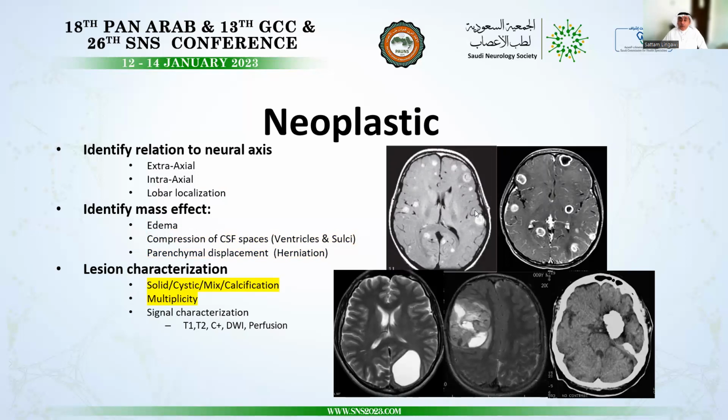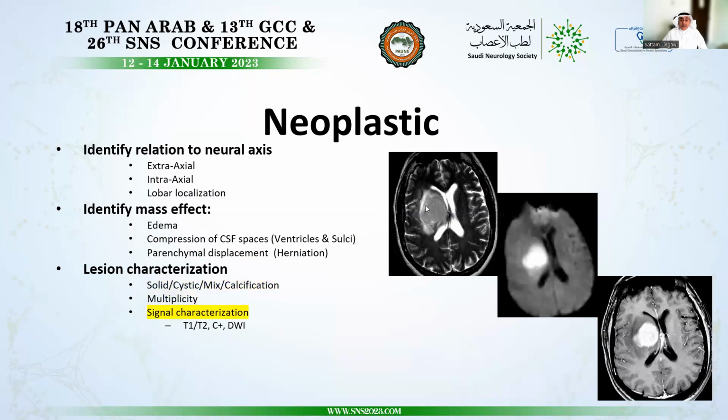Multiplicity of the lesions usually goes with infectious and neoplastic processes. And the nature of the lesion, the texture of the lesion, is important to identify, as it could be purely cystic, could be a solid lesion, primarily solid with areas of necrosis, and could be heavily calcified, and each one of these features may indicate a particular entity. The signal characterization and the behavior with contrast enhancement and diffusion is important in further fine-tuning your diagnosis, as in this case of lymphoma within the basal ganglia, as demonstrated by the low signal intensity on T2, the restricted diffusion, and the intense enhancement.